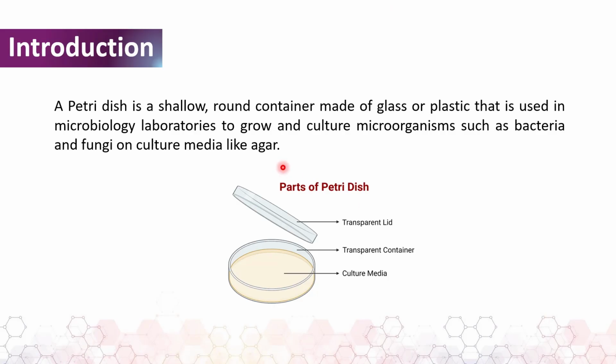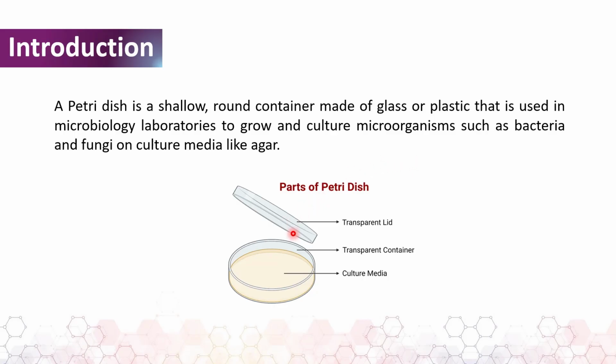A Petri dish can be defined as a shallow, round container made of glass or plastic that is used in microbiology laboratories to grow and culture microorganisms such as bacteria and fungi on culture media like agar.